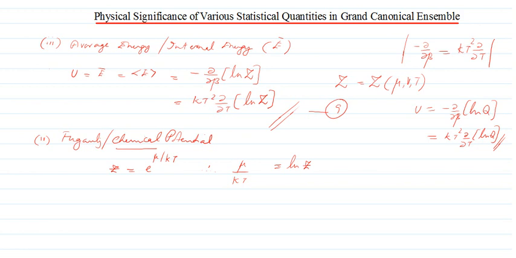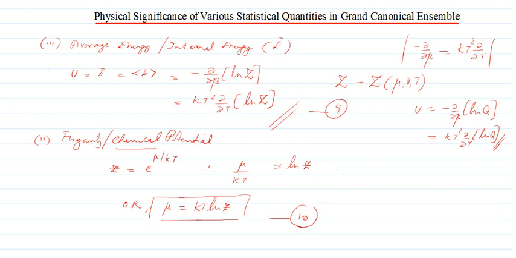On cross multiplying, μ is equal to kT times log of z. So we need this equation later: μ equals kT log z. That is the relation between chemical potential and fugacity.